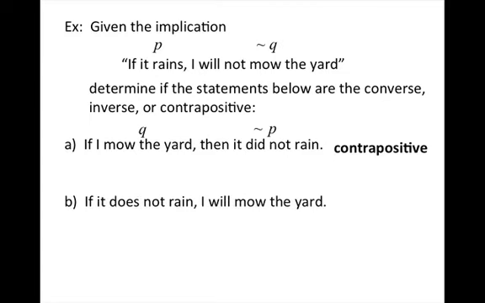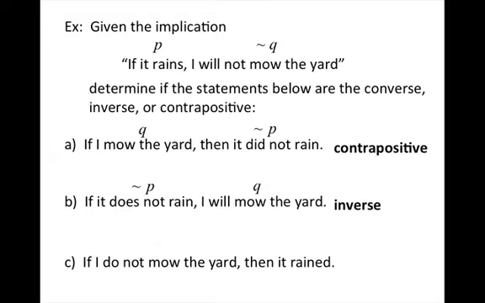In part B, if it does not rain, I will mow the yard. Well, P is it will rain, so not raining would be not P. I will mow the yard was my Q. So this time I have not P implies Q. So I've kept the order the same but negated each side. That's my inverse.